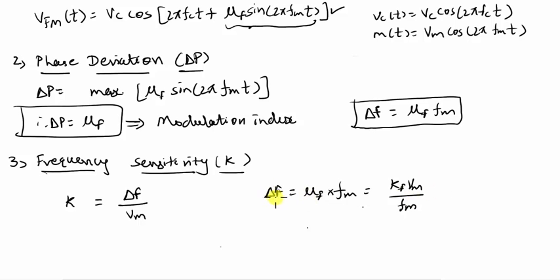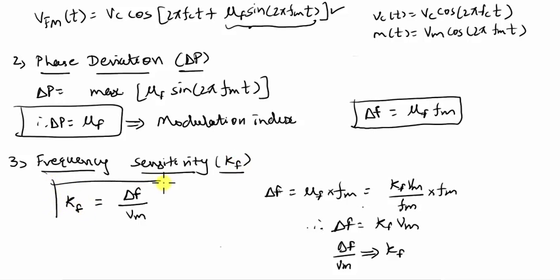So kf Vm upon fm was a term of constants which we had replaced with a single notation mu f. Hence, if I want to find delta f in the form of new expressions, then I can replace mu f again with the same term of constants and multiply this by fm, which is already there. So you can now see fm will cancel out, and the same delta f that we had written as mu f into fm will now become kf into Vm. And hence, the ratio delta f by Vm points out to nothing but the constant kf that we have been talking about in the expression of FM. So the frequency sensitivity is nothing but kf. The constant that we have been using represents the frequency sensitivity.